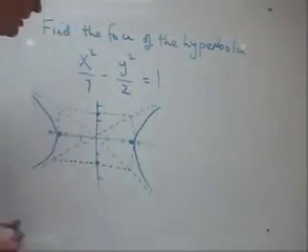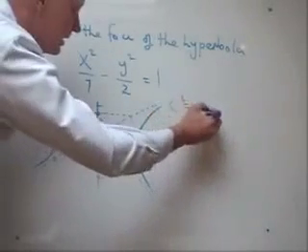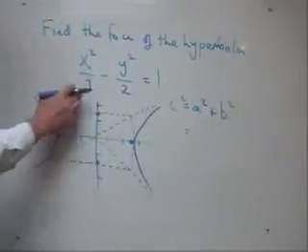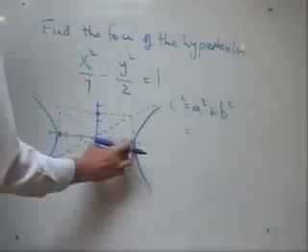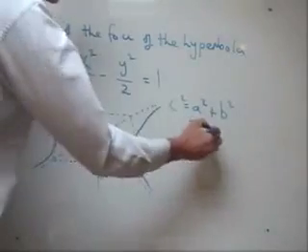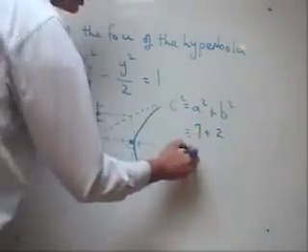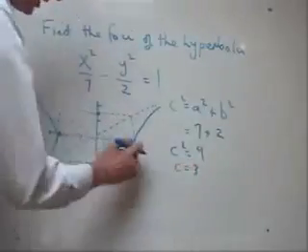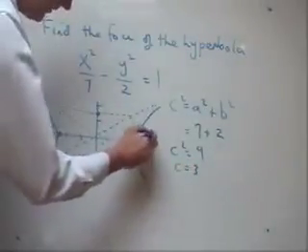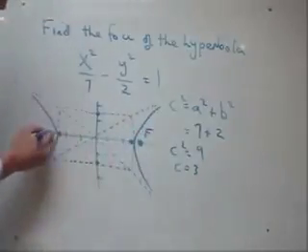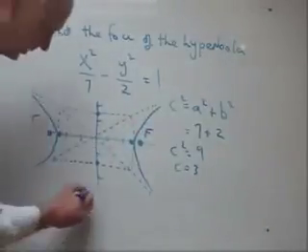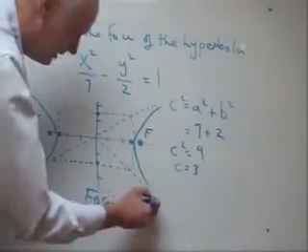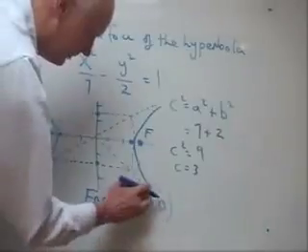Now we've got to find the foci. So we know that c squared equals a squared plus b squared. A squared will be underneath here. This is A for the horizontal. So A squared is 7, B squared is 2. So we know C squared is 9. Therefore C is 3. The foci lie inside the hyperbola. So there's one foci, 3. And the other foci here, 3. So the foci equals plus or minus 3, 0.